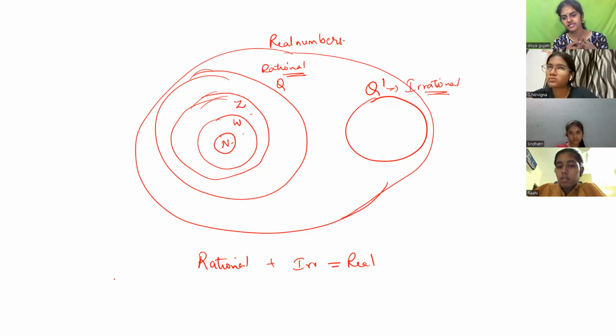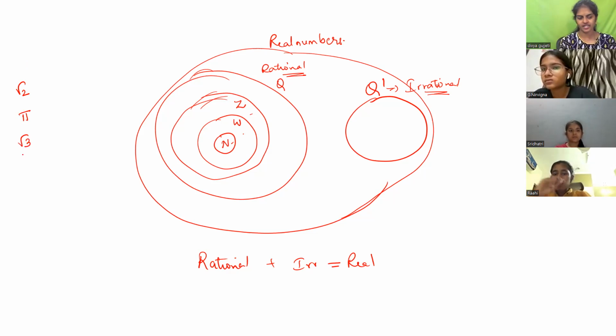Examples of irrational numbers. Rationals you know now. Root 2, very good. So root 2, which I've heard earlier also, is an irrational number. And pi, which you always use, is an irrational number. So root 3, irrational number.